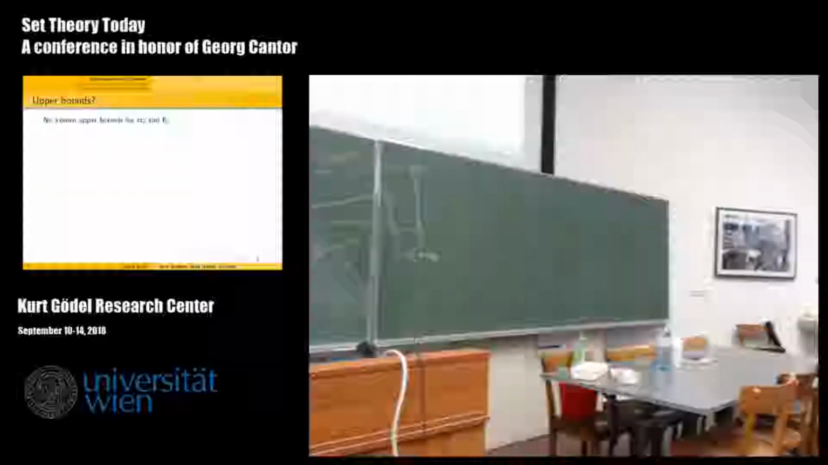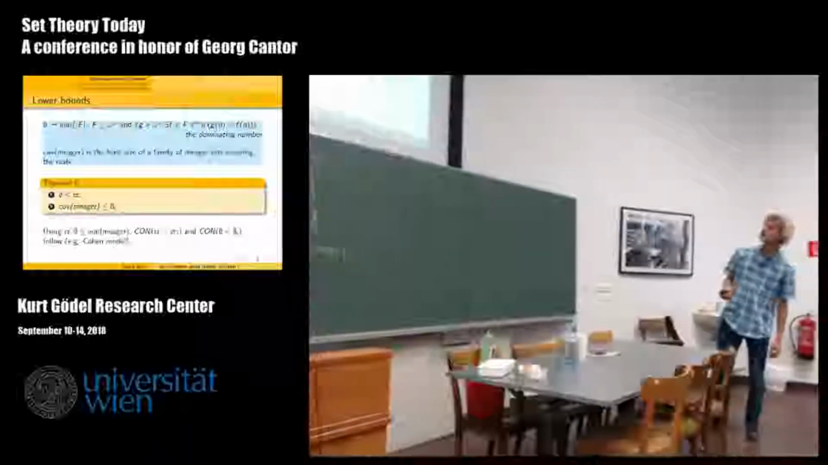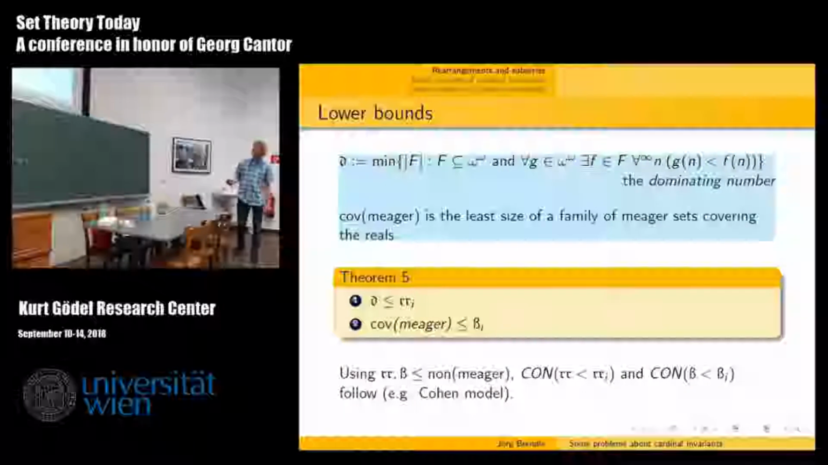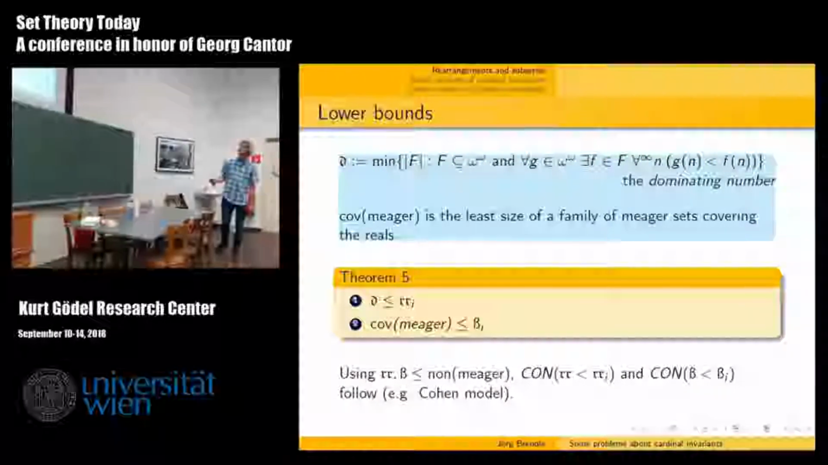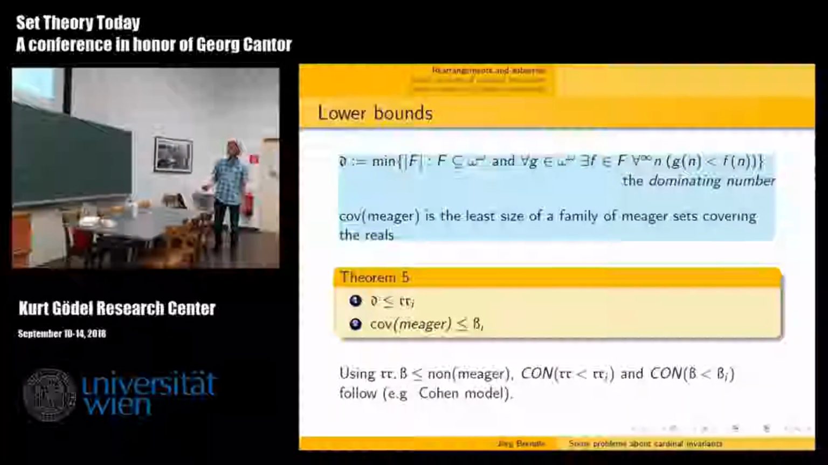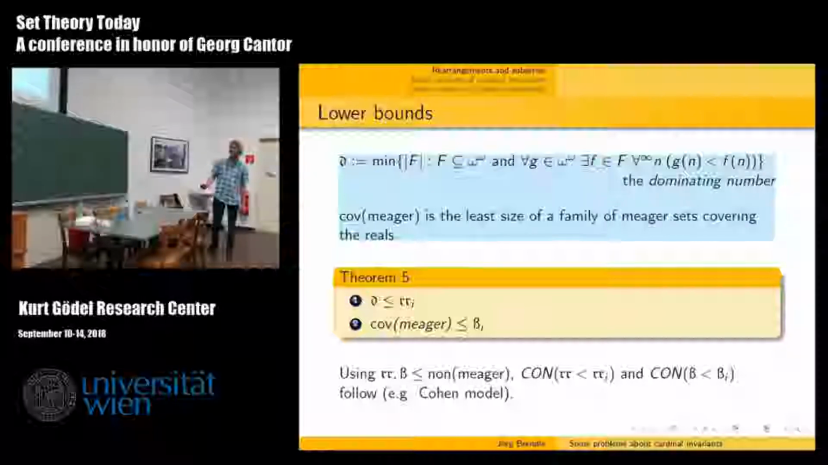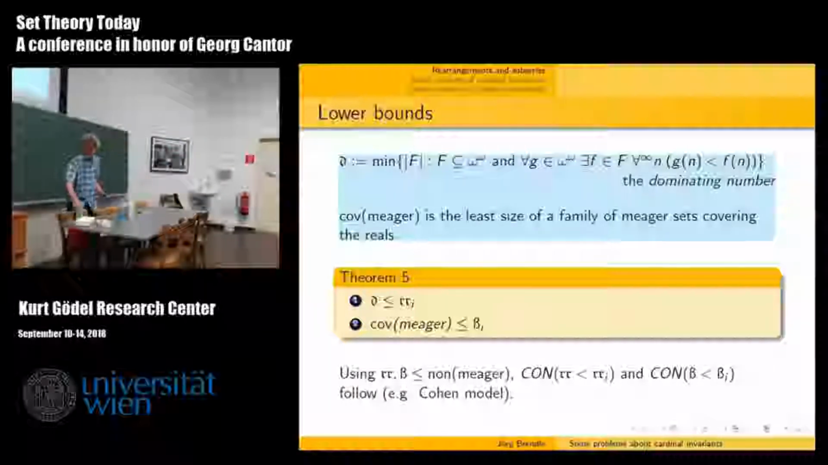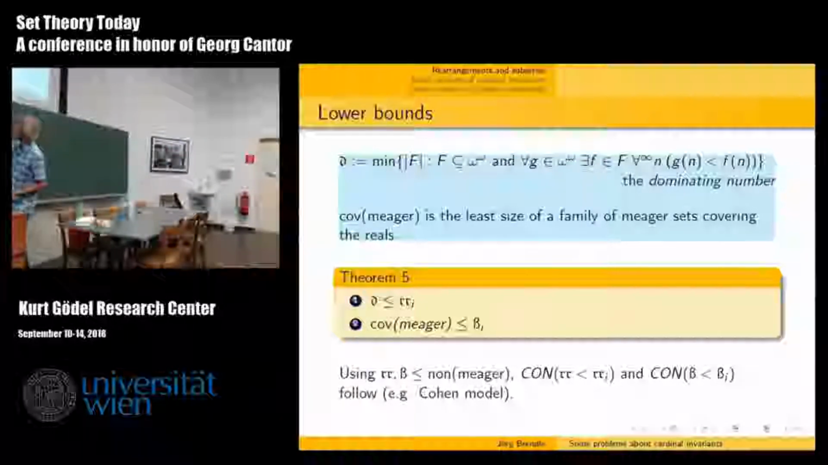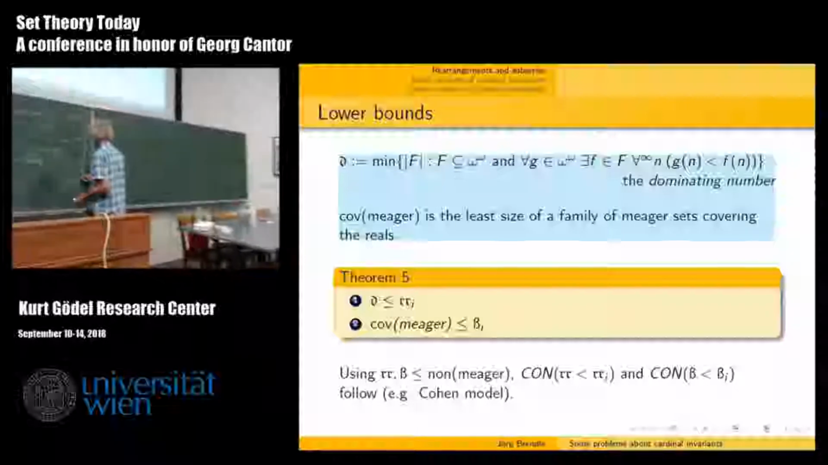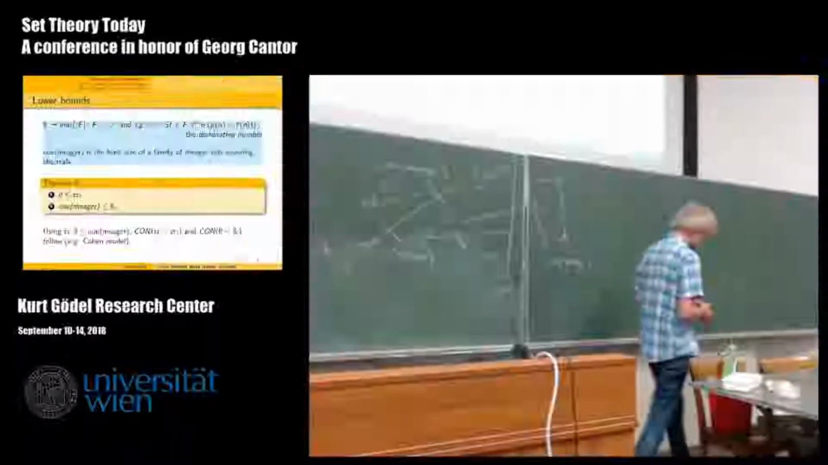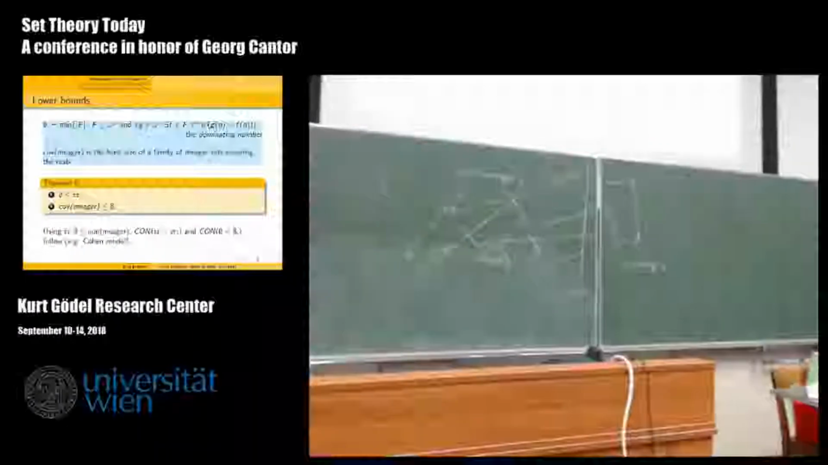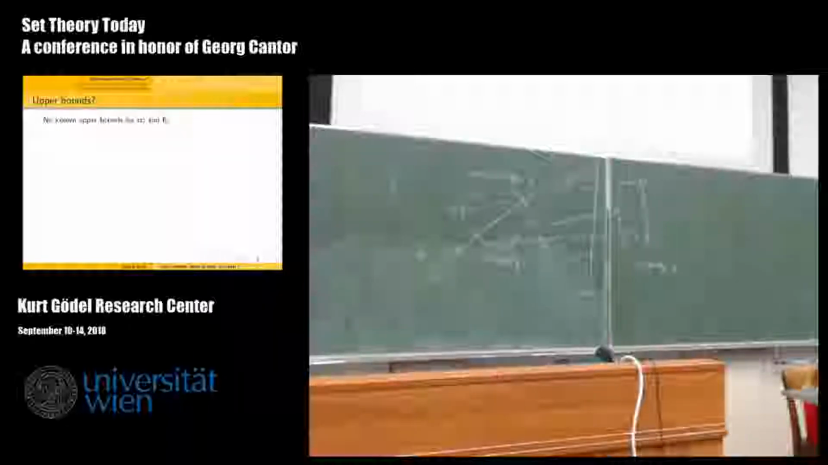The reason is that in the Cohen model, covering non-meagre is aleph_1 and covering meagre is aleph_2. So everything here is aleph_2 and everything there is aleph_1. Because here the upper bound is aleph_1 and there the lower bound is aleph_2. So the diagram is split like this. So that would be the Cohen model. Okay, that's not very interesting. This was sort of a side remark.